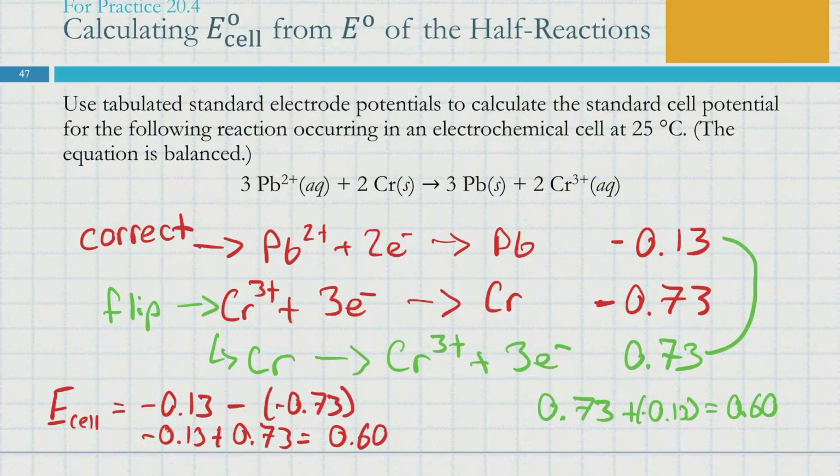Anode does oxidation. It's more negative, more likely to lose electrons. The more negative value is more likely to lose electrons, so that is how we get chromium as our anode. The lead is the more positive value. Cations are positive. The cathode is positive. Since it's more positive, it's gaining electrons, so it's the reduction reaction.